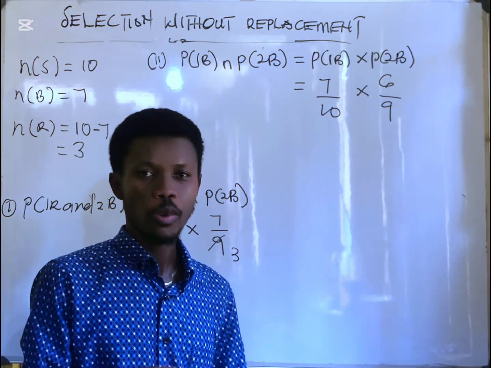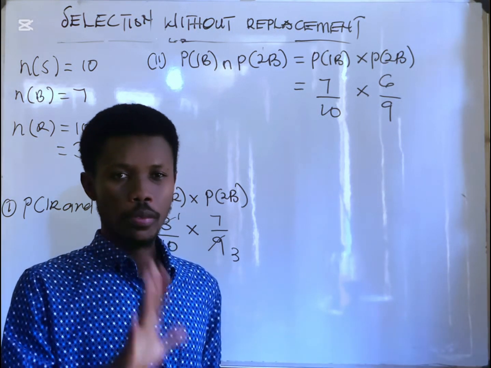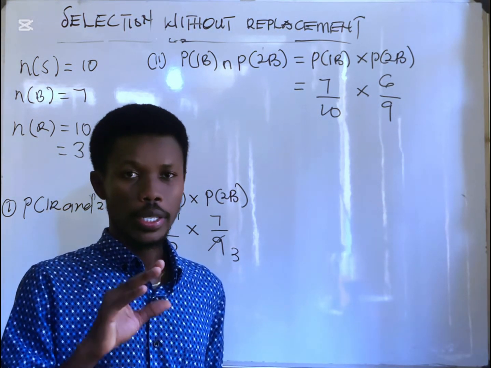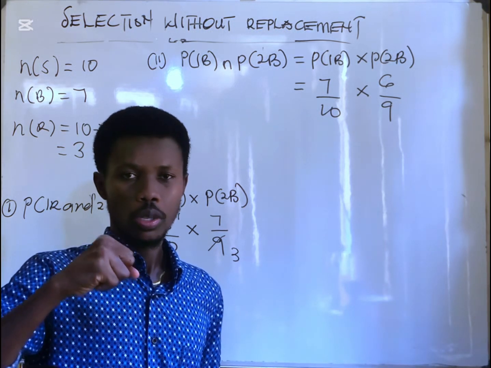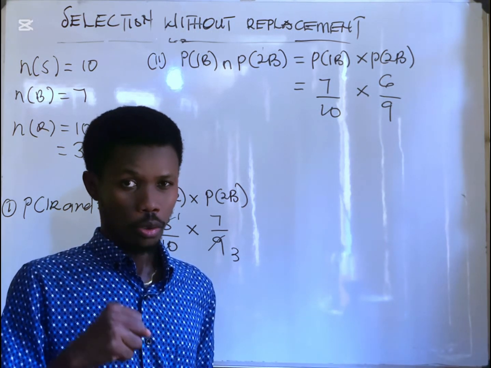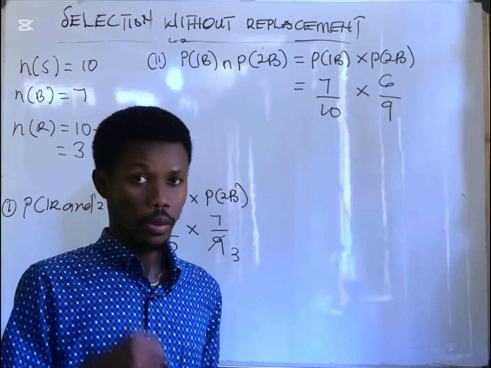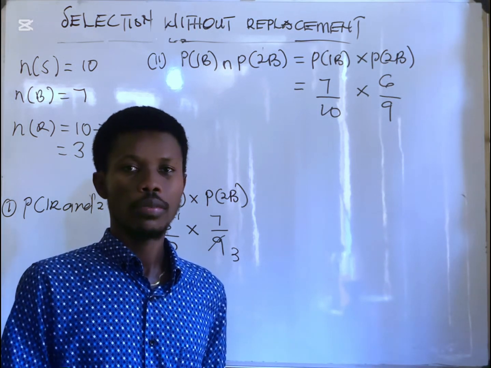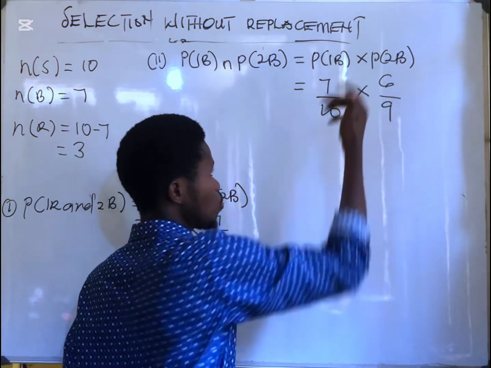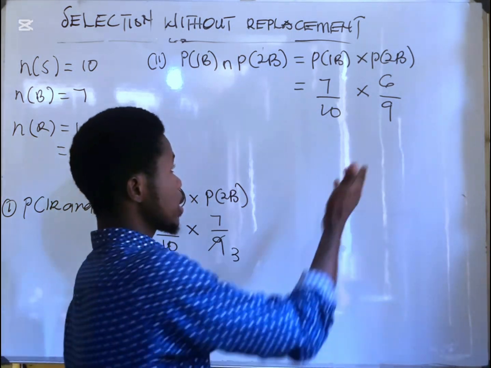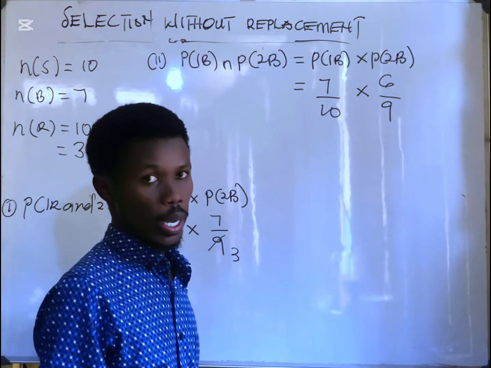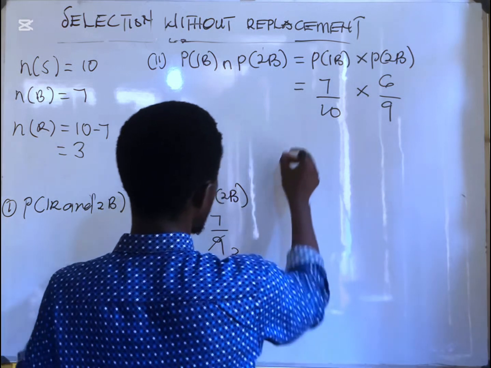When you pick the first one, there were 7 black already in it. The total number there is 10. So I've taken 1 black out of 7. So if I take 1 black out of 7, that means the next count will be 6, because if you subtract 1 from 7, you get 6. And the sample space will reduce by 1. That's all.